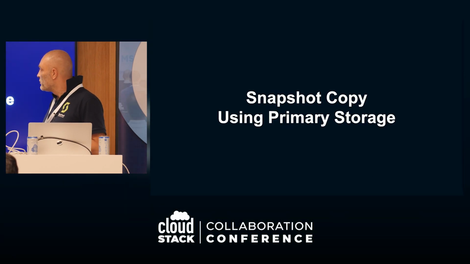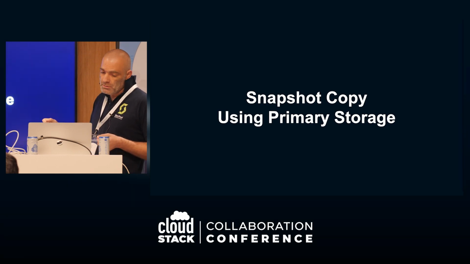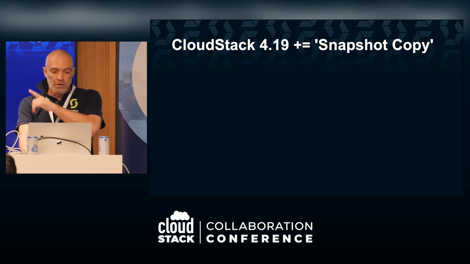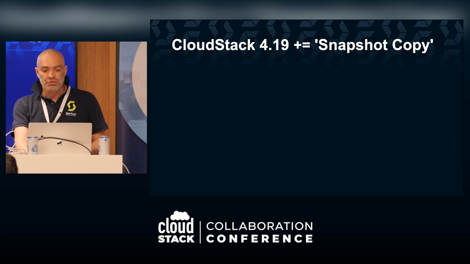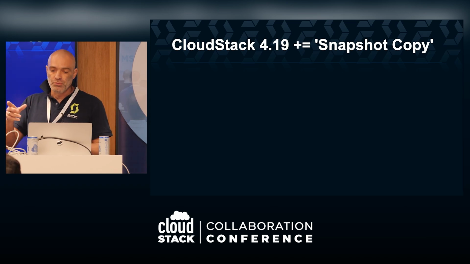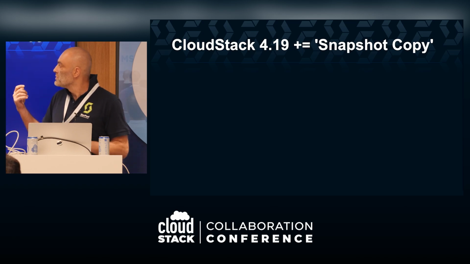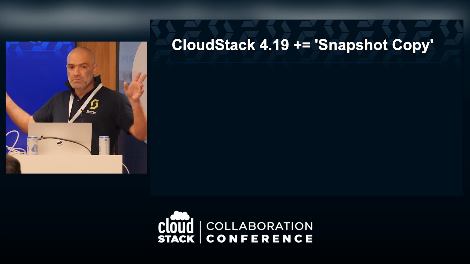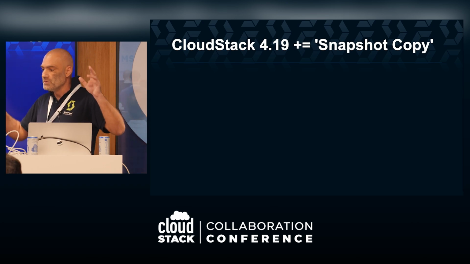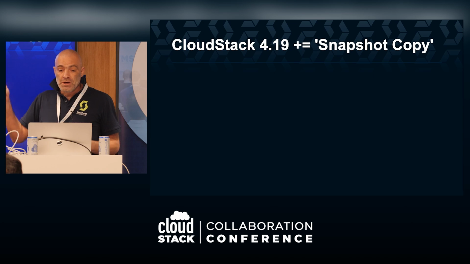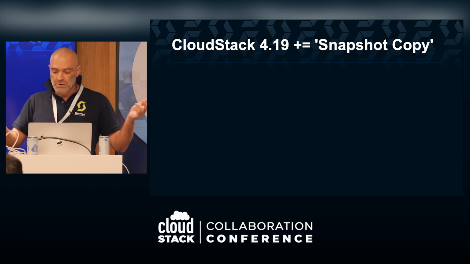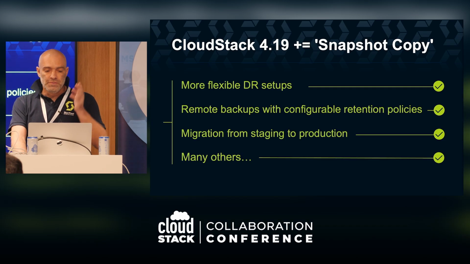So, again, step back. The topic for this session: snapshot copy using the primary storage. Let's see what we have today. From version 4.19, CloudStack implemented a new feature, snapshot copy, which allows system administrators and operators to copy a snapshot from one zone to another, which usually means a different physical location. And this is very great, because this opens different and flexible DR setups.